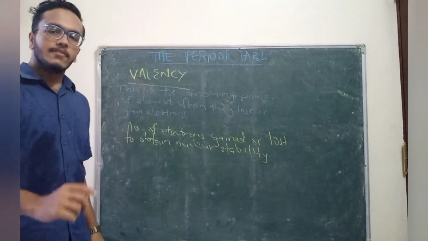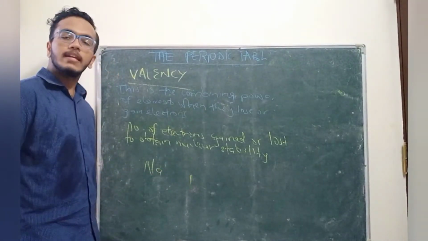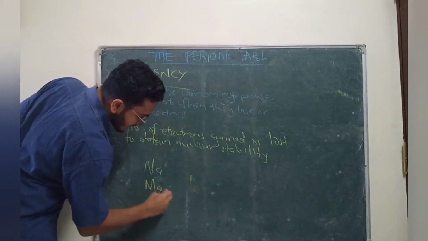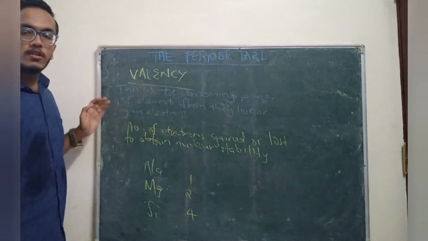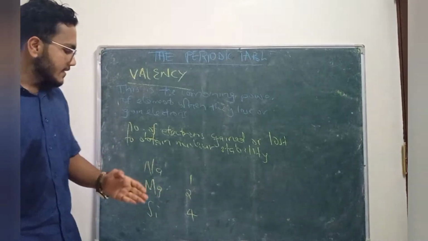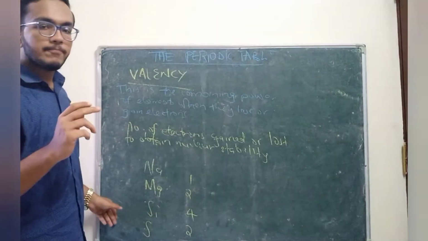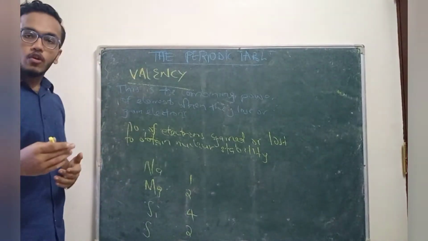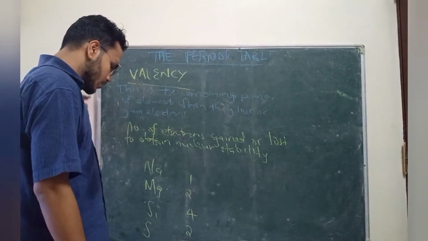For example, what is the valency of sodium? Sodium has valency 1 because it loses 1 electron to obtain nuclear stability. Magnesium valency 2. Silicon valency 4 because it can either lose 4 electrons or gain 4 electrons to obtain nuclear stability. Sulfur valency 2 because it has 6 electrons in its outermost energy level, so it gains 2 electrons to form octet stability with 8 electrons in the outermost energy level. So sulfur is valency 2 and so on.